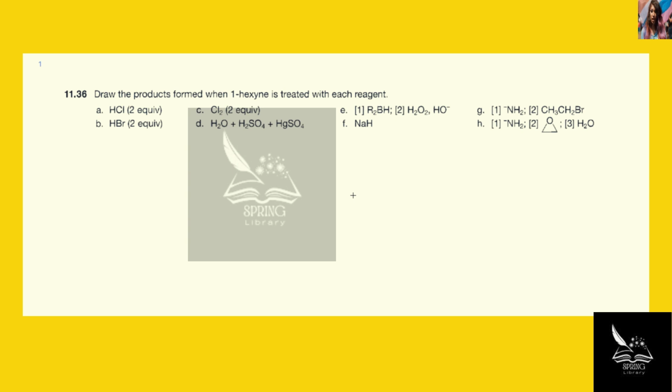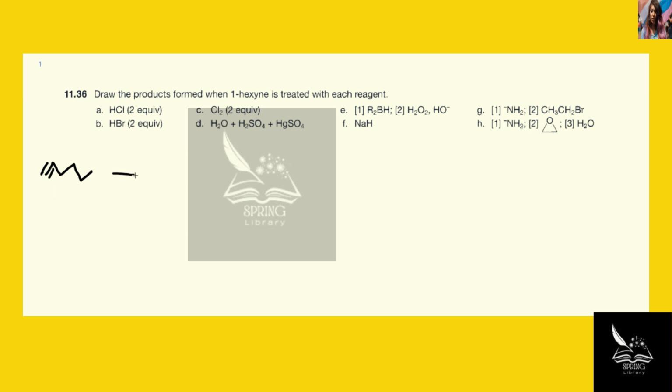And this question asks us, what are the products formed when we treat 1-hexyne with the following reagents? So we have a bunch of reagents here and we have our starting material, 1-hexyne. So let me draw that out. Hex means it's 6 carbons. So 1, 2, 3, 4, 5, 6. The 1 means that's the position of the triple bond, so it's going to be on carbon 1.